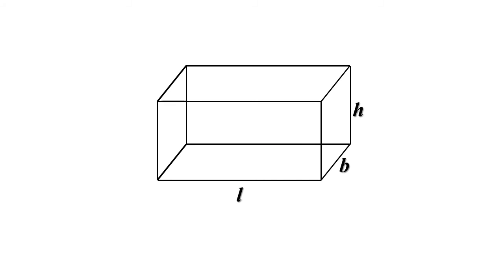Now to understand the diagonal of any cuboid, let us see how we can do it. You can see this triangle. It will be a right angle triangle with sides L and B. Hence the hypotenuse will be under root L square plus B square.